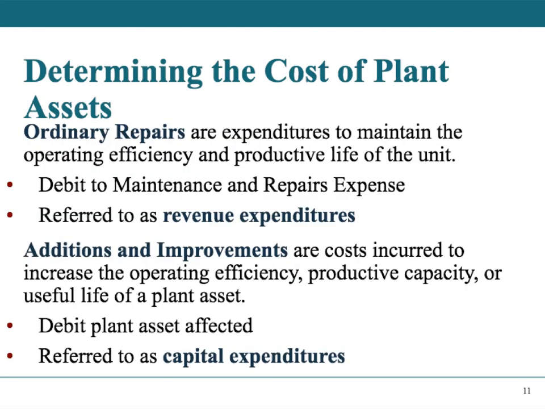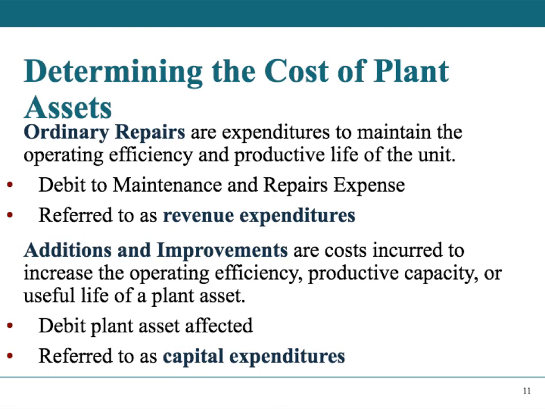And then I also would like to get your attention to a particular area that also relates to cost of plant assets, not necessarily as you're buying it, but down the road. Every time you spend money or incur an expenditure to repair an asset, you can either count it as an ordinary repair, so something to maintain operating efficiency or productive life of a unit, and those are referred to as revenue expenditures. So what do you do with it? It goes as a debit to maintenance and repair expense, and then credit cash or whatever it is.